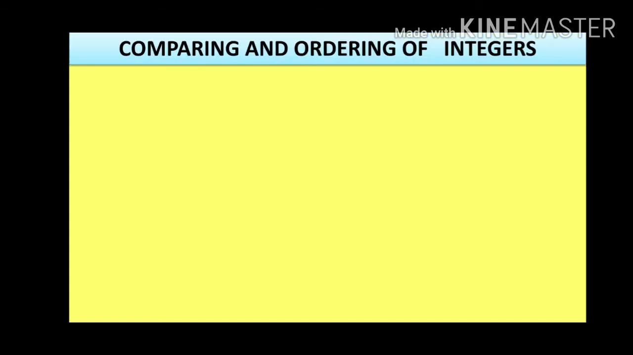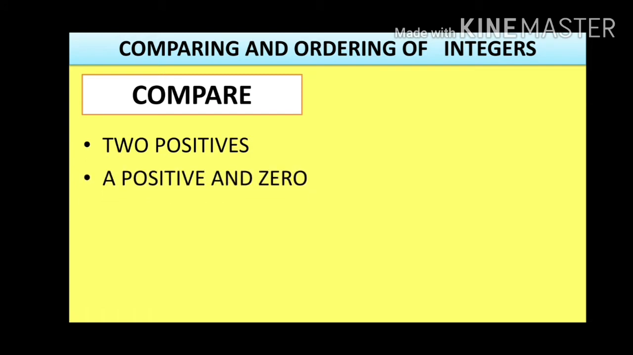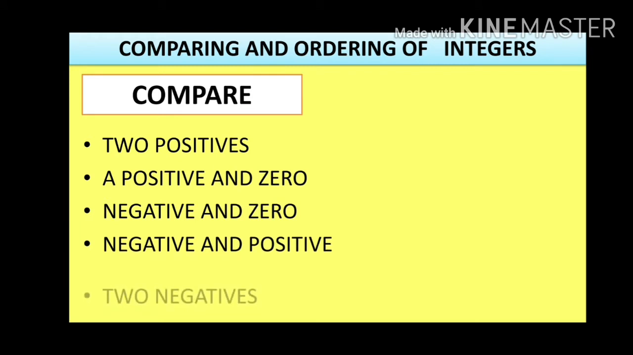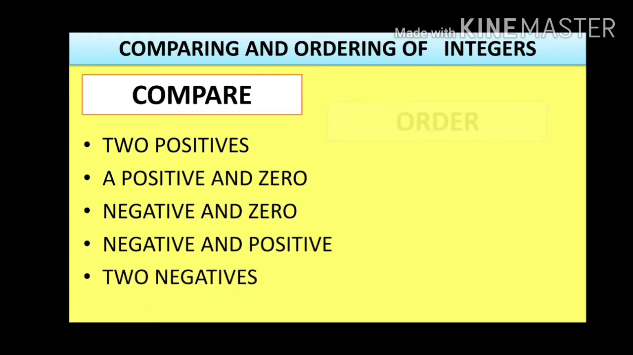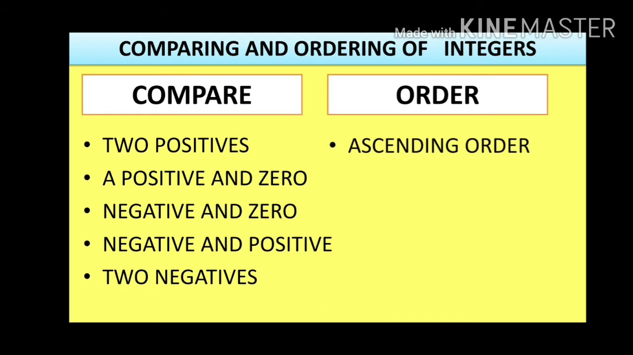So in this video, we are going to learn about comparing and ordering of integers. Starting with compare, here we will compare two positives, a positive and 0, a negative and 0, a negative with a positive, and two negatives. And when I say ordering, ordering means when we arrange according to ascending order or descending order. So let's start.